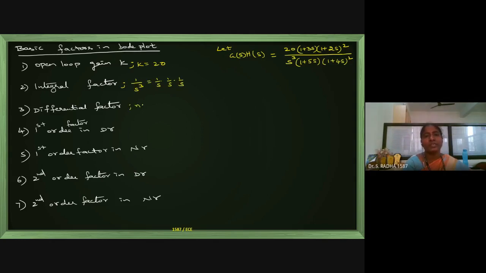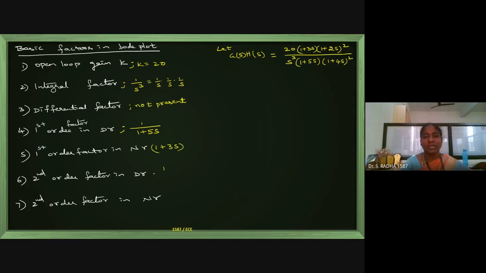Differential factors are not present in the given transfer function. Differential factor means in the numerator we will have a differential factor. First order factor in the denominator means 1 by 1 plus 5s. Numerator first order factor means 1 plus 3s is there in the numerator.